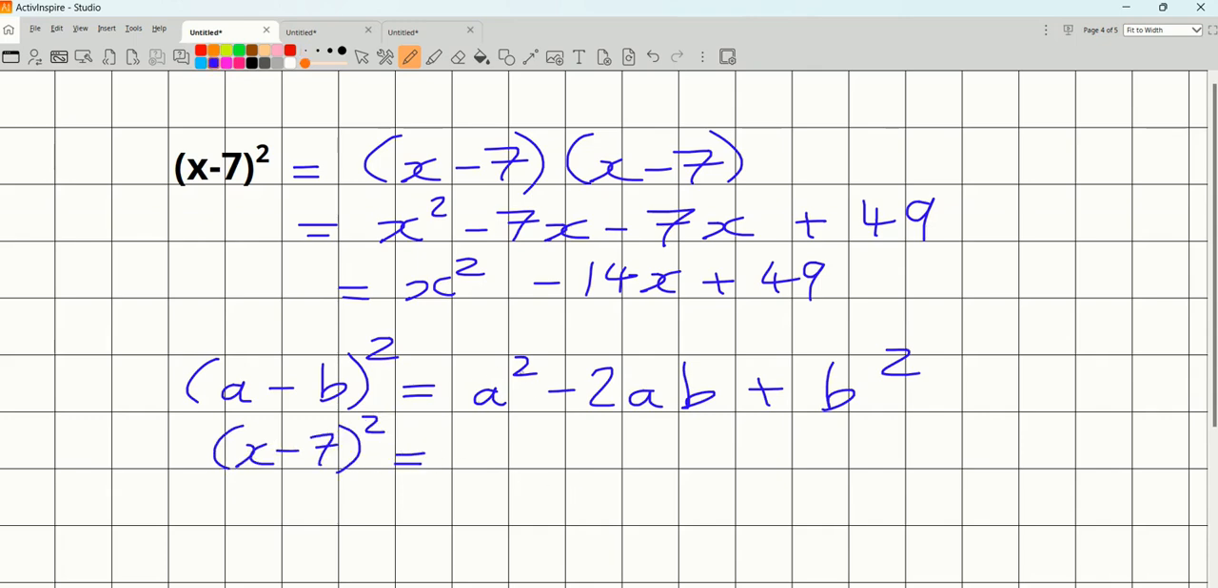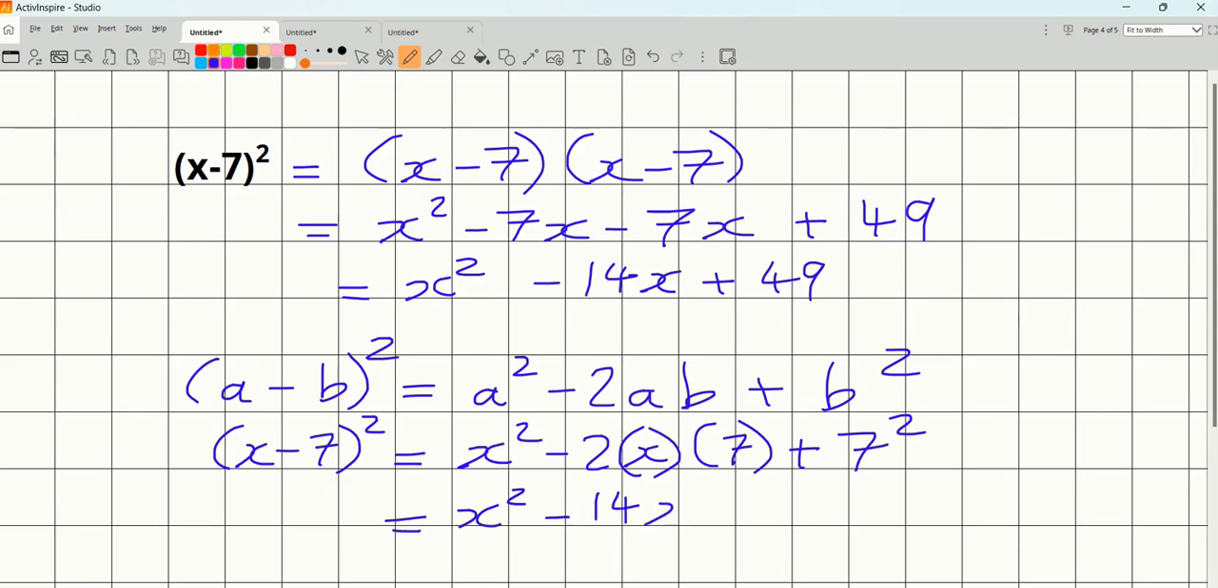We will take a squared, x is a, so we square it. Now we do minus 2ab, minus 2, and then a is x, and b is 7. And then we have to take our b, which is our 7, and we square that as well. We now end up with x squared minus 2 times 7 is 14x, plus 7 squared is plus 49. This gave us the exact same answer as well.